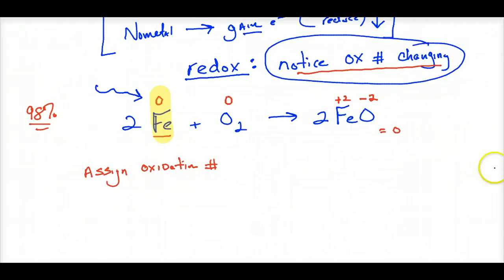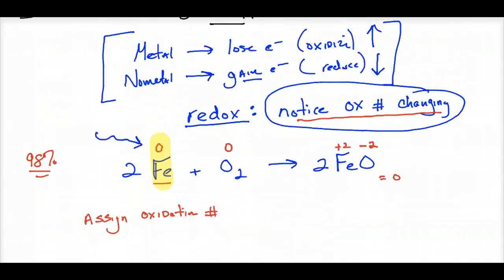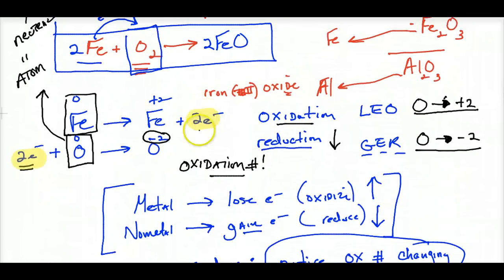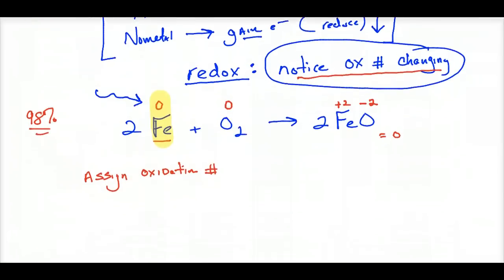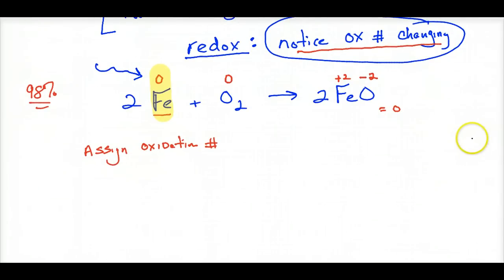And why are they changing? They change because electrons are either being lost in oxidation or gained in reduction. So when they ever ask you what type of reaction this is on a part two, a lot of times, and of course there are some exceptions, it's a redox reaction.